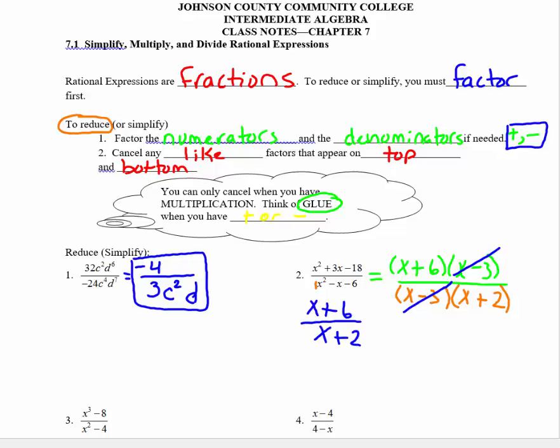We can't reduce the 6 and the 2 because, again, we have glue sticking the x and the 6 together and the x and the 2 together. So we are done. Make sure the only time you cancel is if you have multiplication, and factoring breaks things into multiplication.